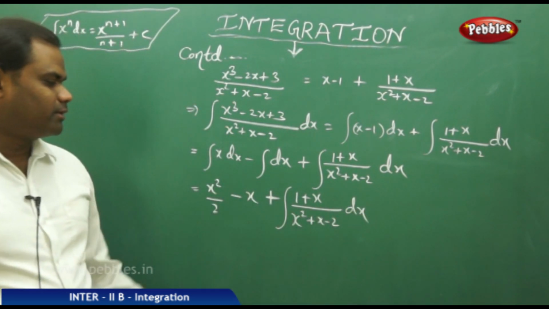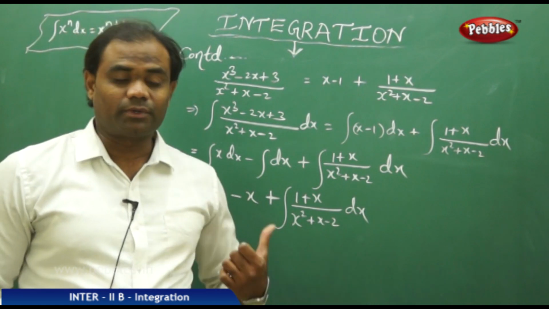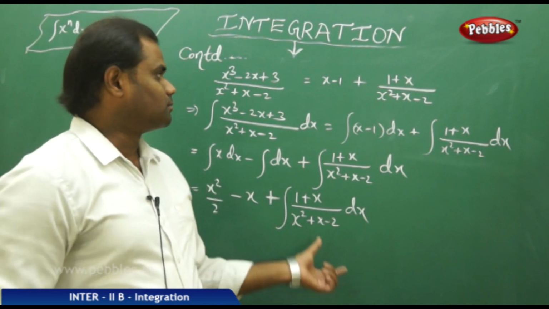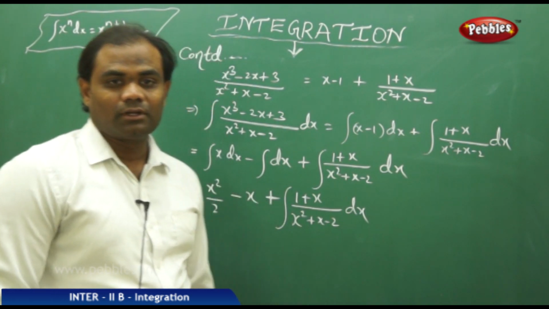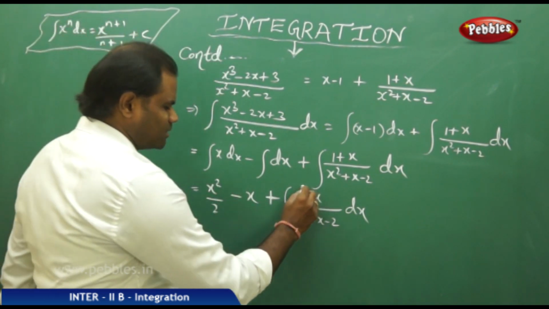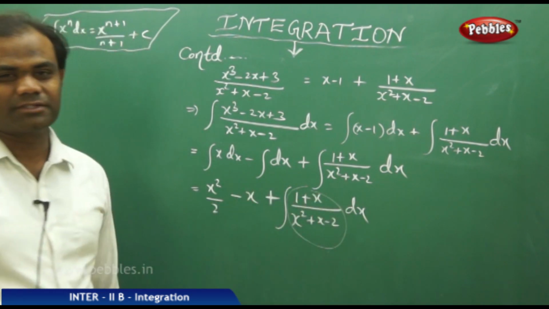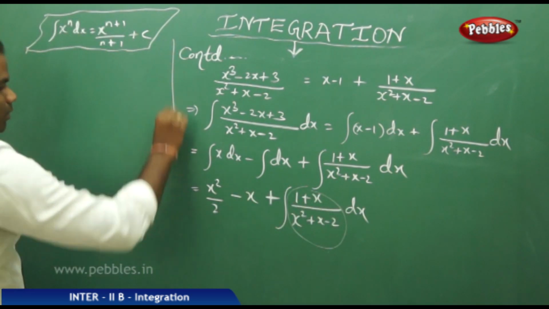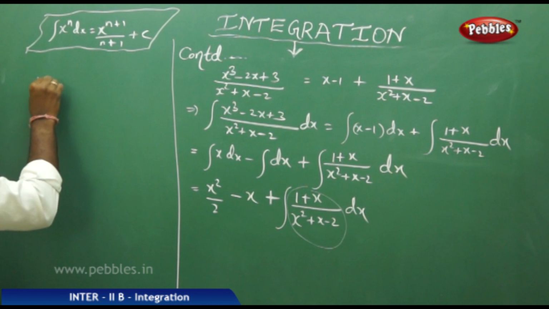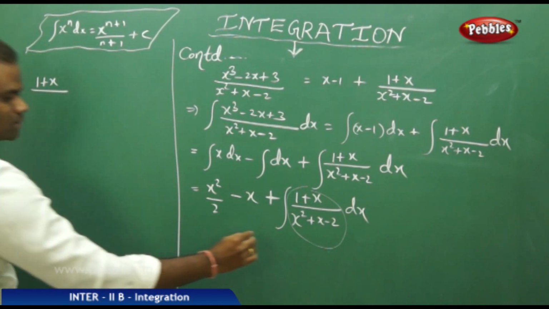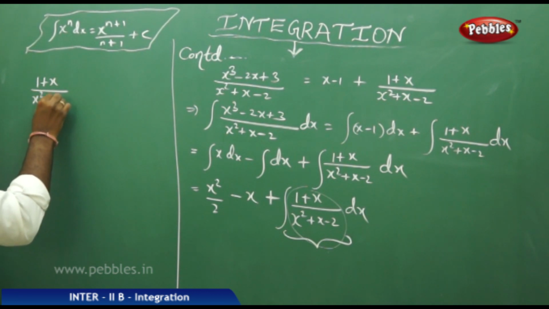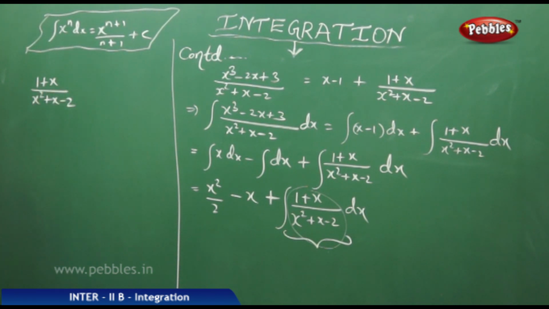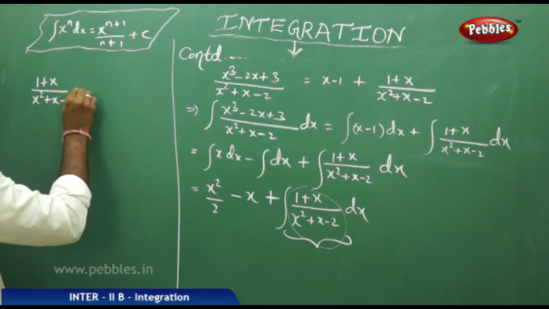Now how do we evaluate the integral of this is the biggest question out here, which is connected with the topic itself, which is the partial fraction method. Now it is very essential that I split this using the partial fractions. So let's see how I can split this term, 1 plus x by x squared plus x minus 2, using the partial fractions.